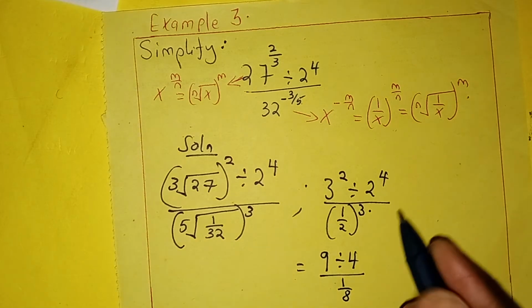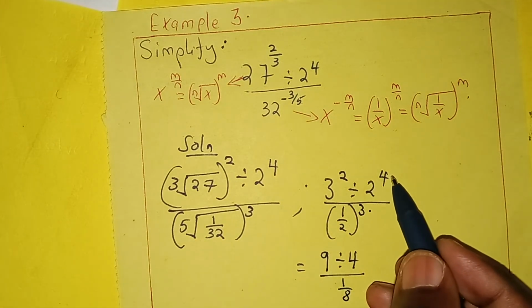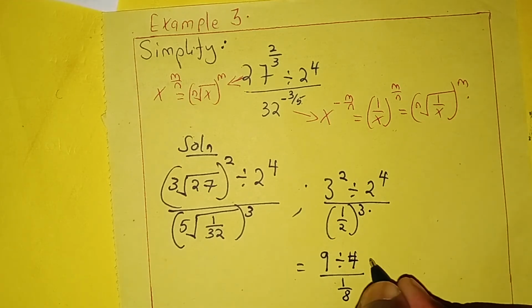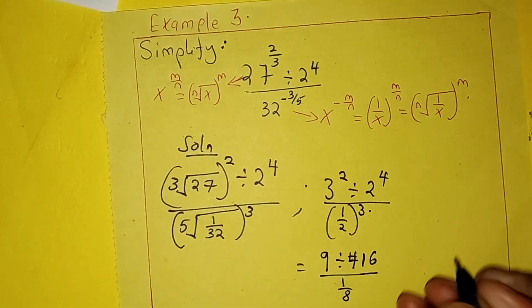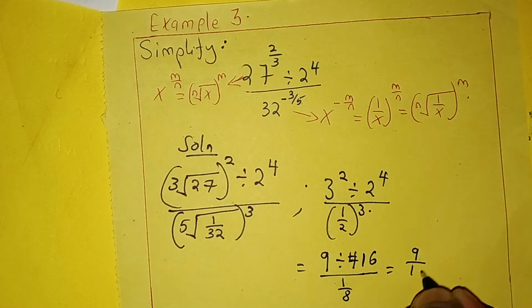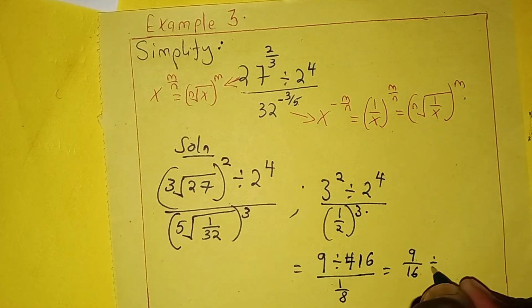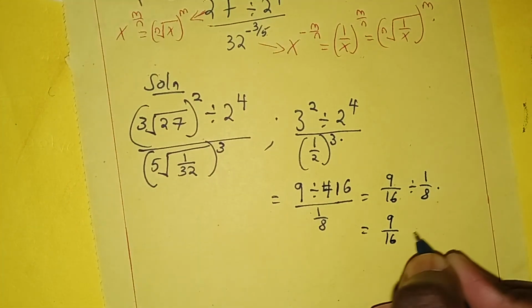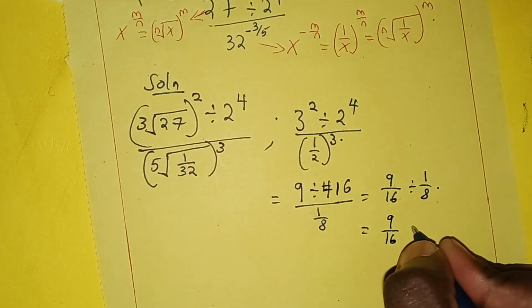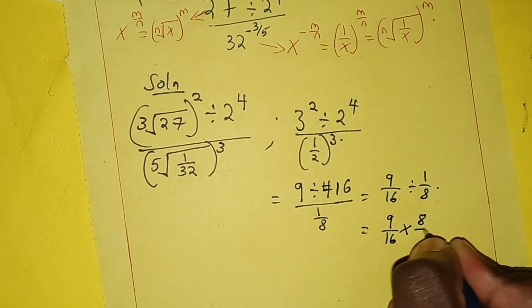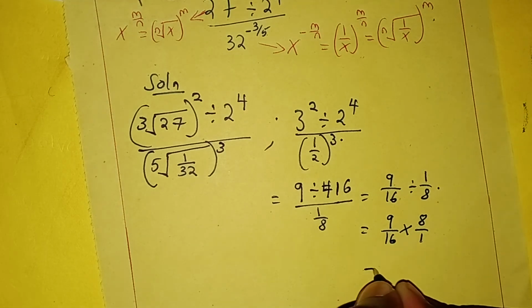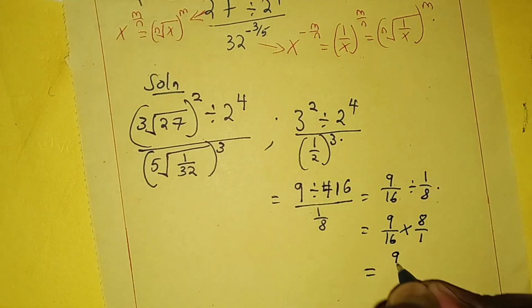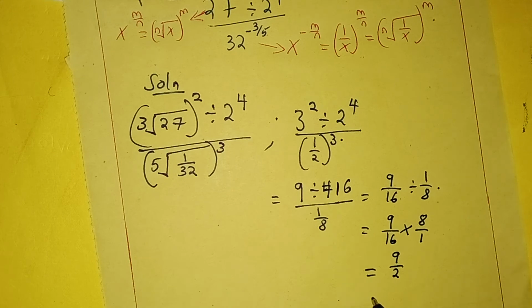I mean 2 raised to 4 is 16, not 4. Sorry for this, 16. The same as 9 divided by 16 divided by 1 over 8, which is the same as 9 over 16. Get the reciprocal of 1 over 8, which is times 8 over 1. When you simplify this, we'll get 9 over 2, which is 4 and a half.